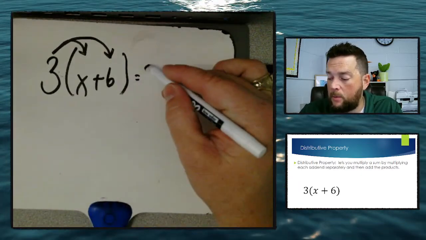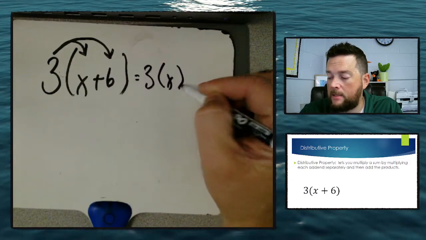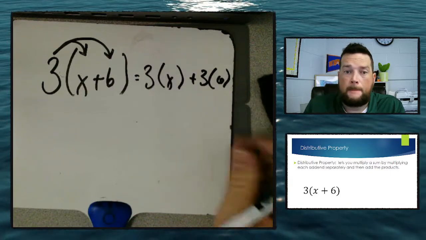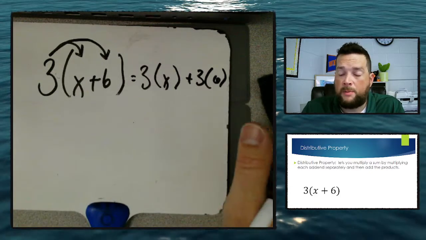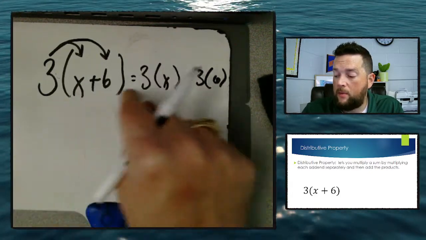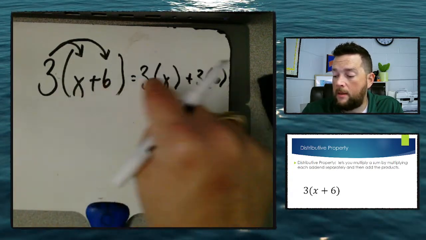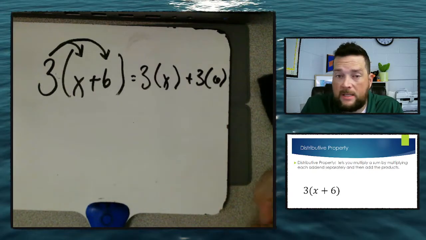3 times the x, we could write it like this: 3 times x plus 3 times 6, just like that. So we've expanded the multiplication to say we're multiplying that 3 times that x, and then we have the plus sign, and then we are multiplying 3 times the 6 right there. And then we can simplify it on down.